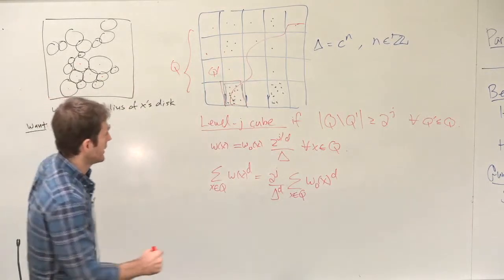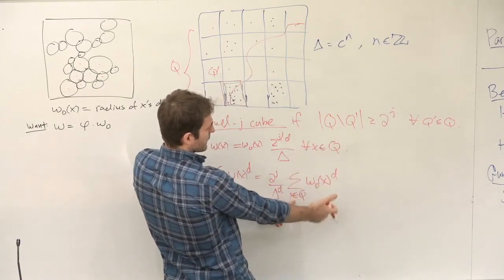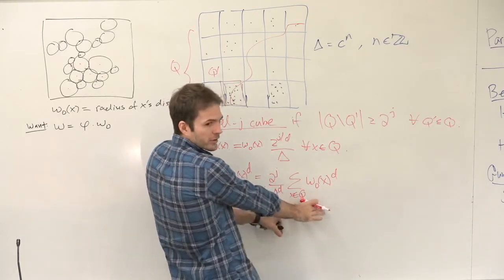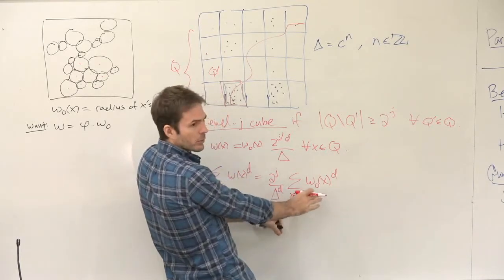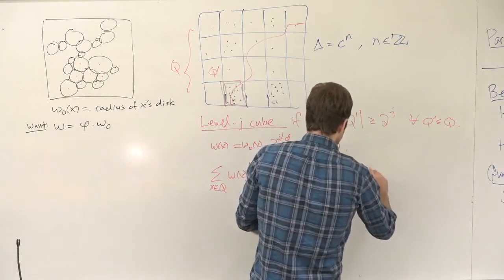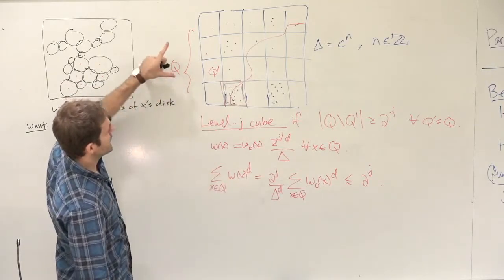The point is that this is a circle packing or sphere packing, and those are the radii. So this is bounded by order of delta to the d, where the order contains a constant depending on the dimension. So up to some factor depending on the dimension, the amount of weight we used, the L^d norm of the weight we used for that cube, is 2 to the j.